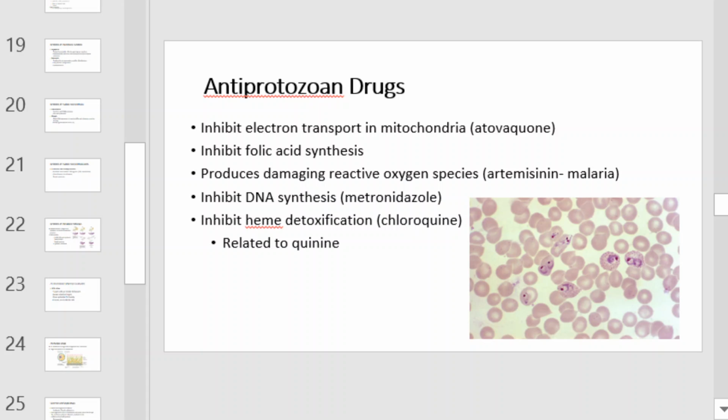Antiprotozoan drugs. Antiprotozoan drugs inhibit electron transport in mitochondria. They can inhibit folic acid synthesis, produce damaging reactive oxygen species, inhibit DNA synthesis, and even inhibit heme detoxification.